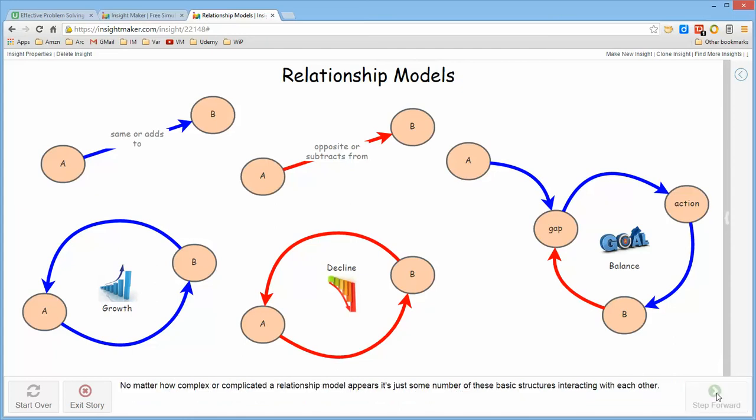So no matter how complex the relationship model may initially appear, it's just some number of these basic relationships interacting with each other. Think of it as Legos, building blocks that, with a few simple Legos, you can build an amazing number of things. Well, with these few relationships, you can build any relationship model you need to construct.